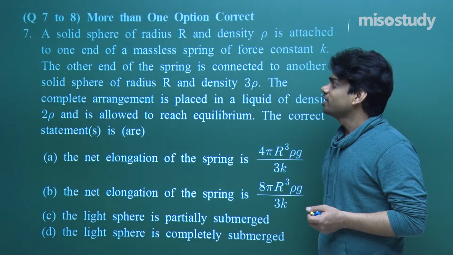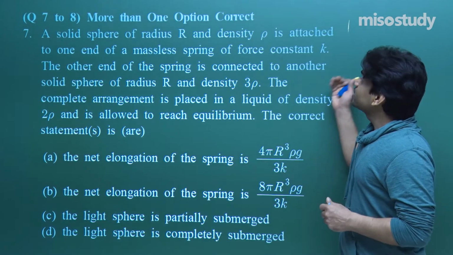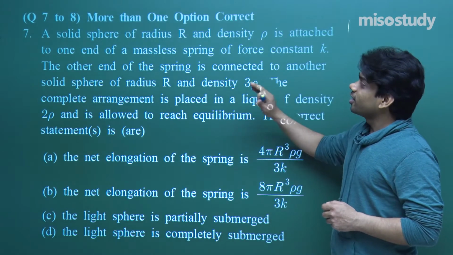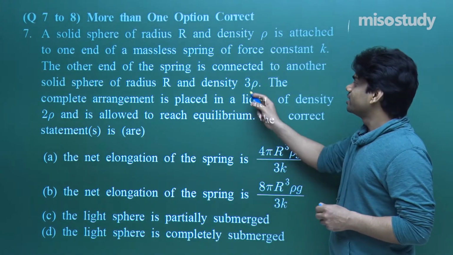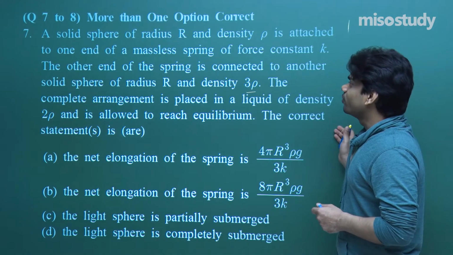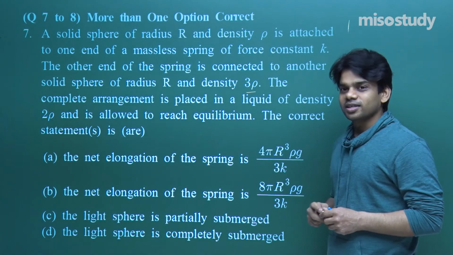Next question actually. A solid sphere of radius capital R and density rho is attached to one end of a massless spring of force constant K. The other end of the spring is connected to another solid sphere of radius R and density 3 rho. The complete arrangement is placed in a liquid of density 2 rho and is allowed to reach equilibrium. The correct statement is or are.